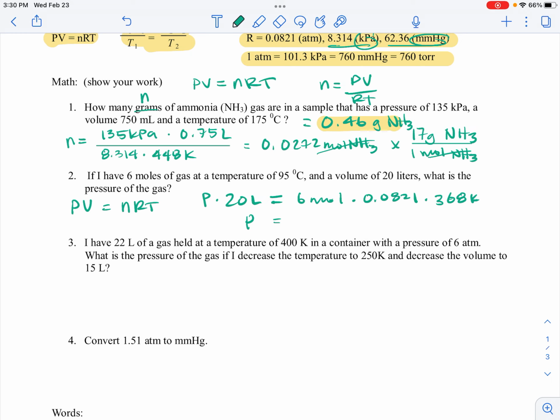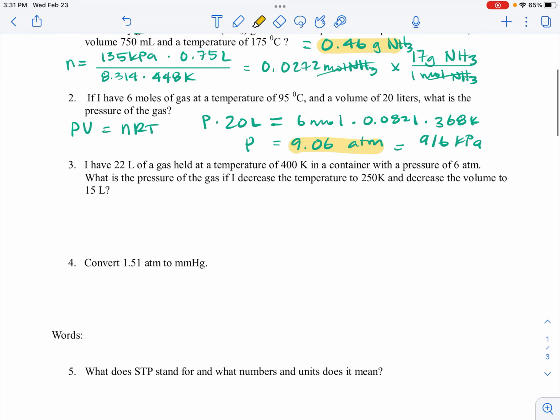Okay, so divide both sides by 20, and you will find that the pressure in atmospheres is 9.06 atmospheres, which is also the same as 9.06 times 760, which is 6,885.6 if you did it in torr or millimeters of mercury. But you don't have to. Any one of those, they're technically equivalent, and that would be the right answer. So there you go. Last one of the math section.